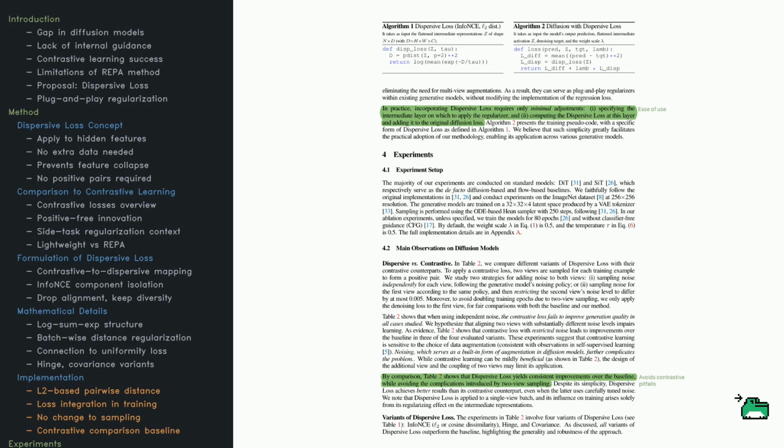A lambda parameter lets you control how much weight it gets. And that's it. No architecture changes needed. The rest of this section compares the approach with contrastive methods.